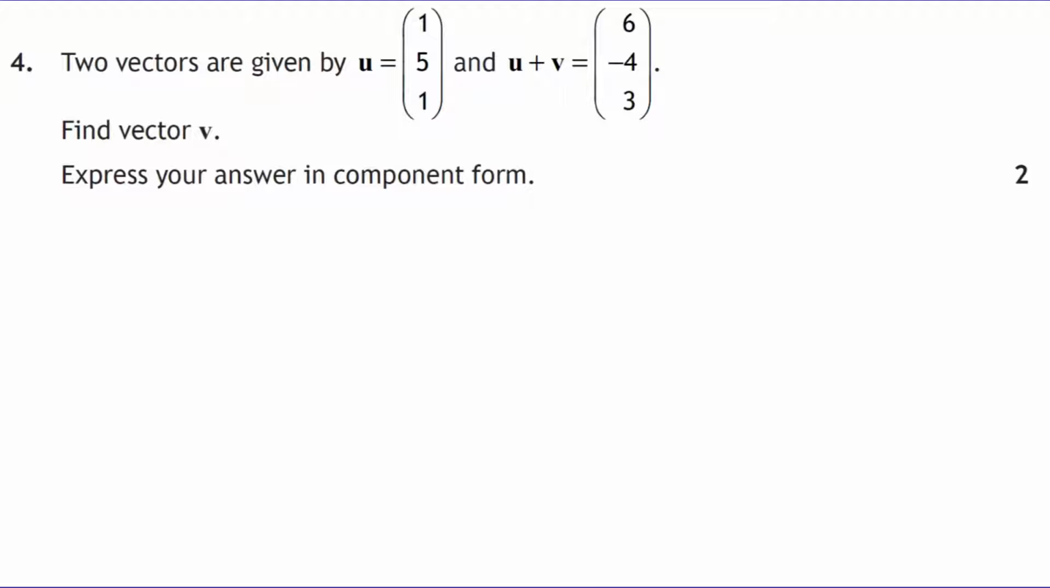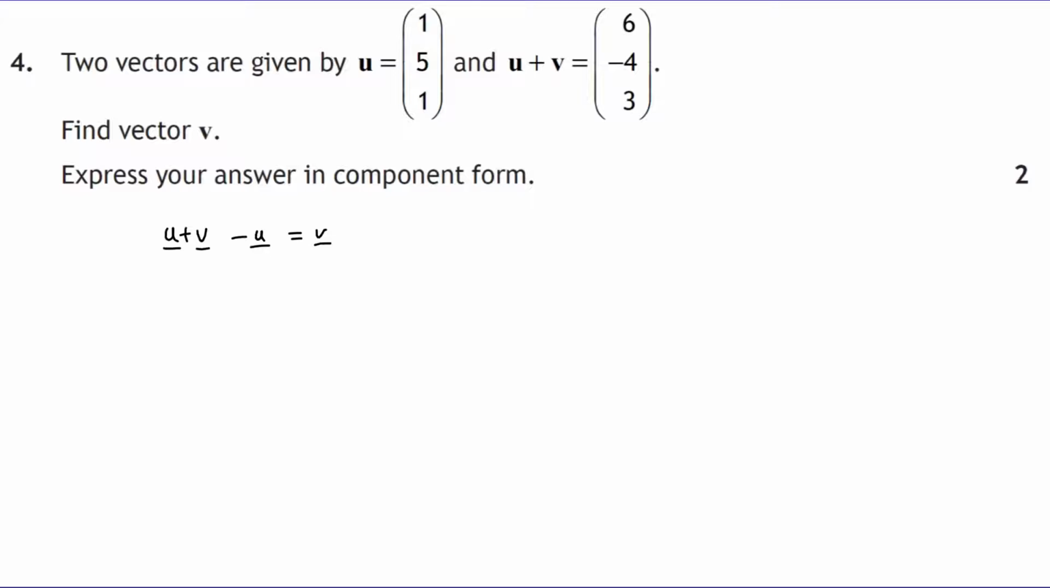Okay, so if u is this one and u plus v is this one, then if we subtract them, that'll tell us vector v. If we do u plus v, take away the vector u, then that gives us the vector v, which is what we're looking for. So that's what we're going to use. We're going to do this one, u plus v, take away this one.